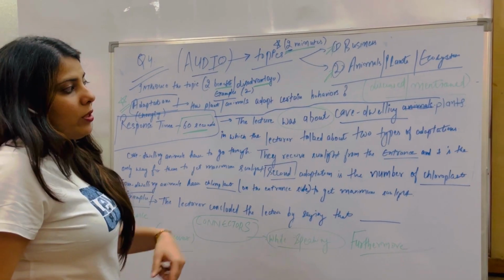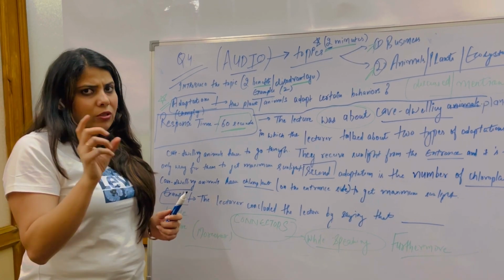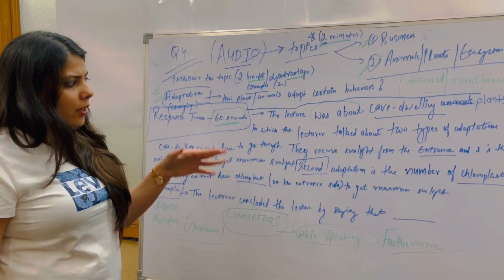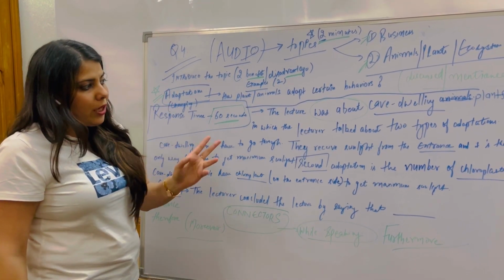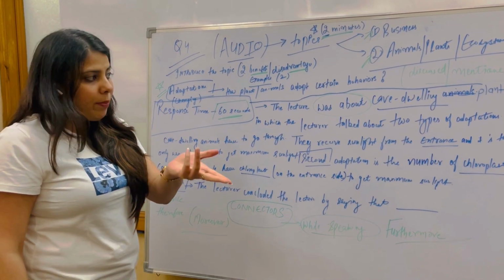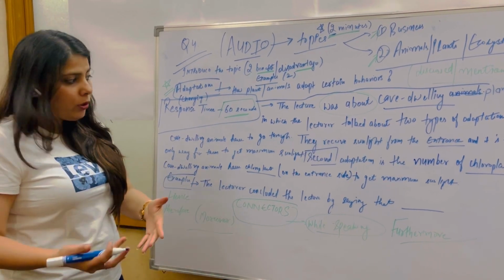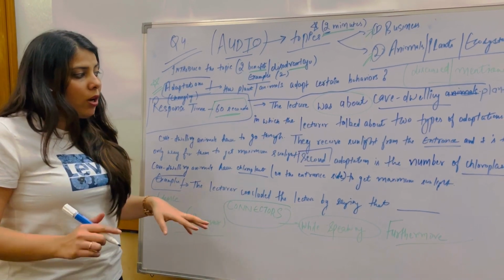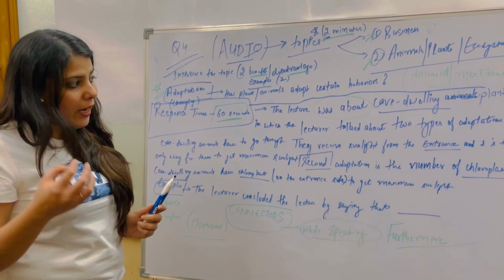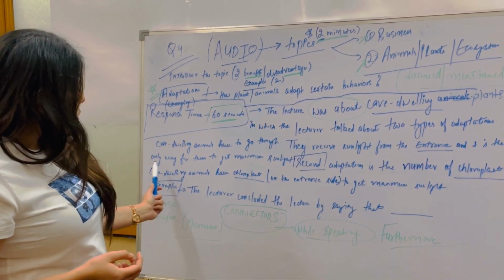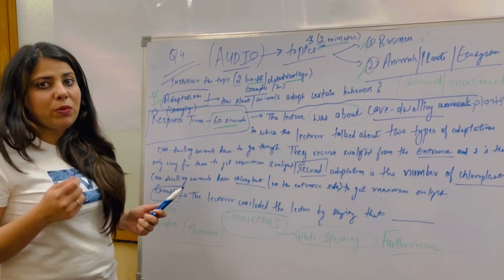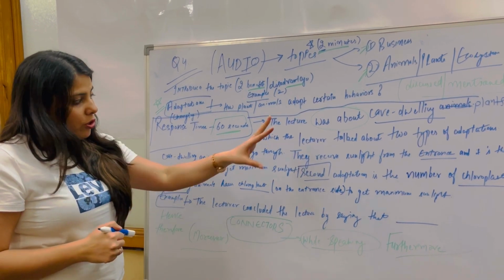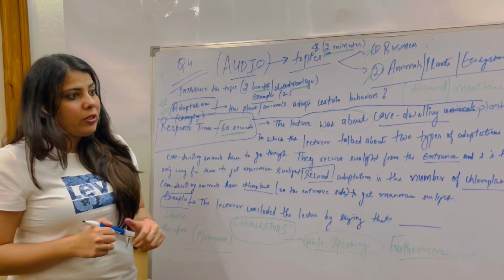Whatever you have heard, you should always start with a sort of introduction. The lecture was about cave dwelling plants, in which firstly the lecturer talked about 2 types of adaptations plants have to go through in order to survive. First of all, the speaker talked about how they receive sunlight from the entrance, the only way for them to get the maximum sunlight, because from the entrance of the cave they will get the maximum sunlight. So this is how you will talk about the first type of adaptation.